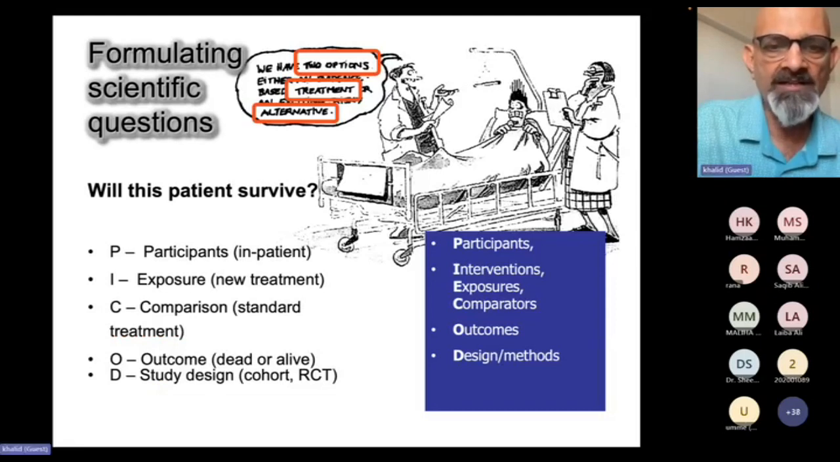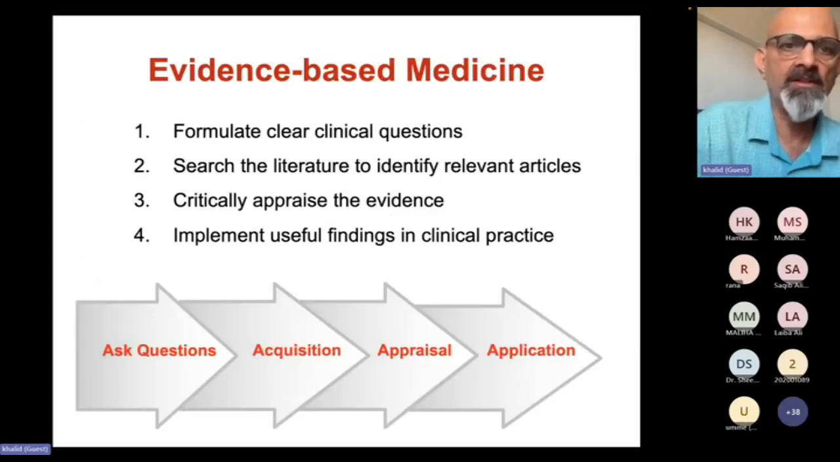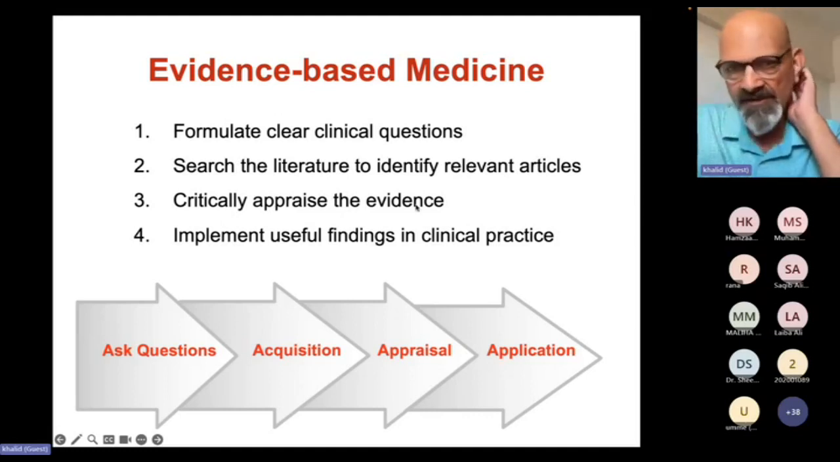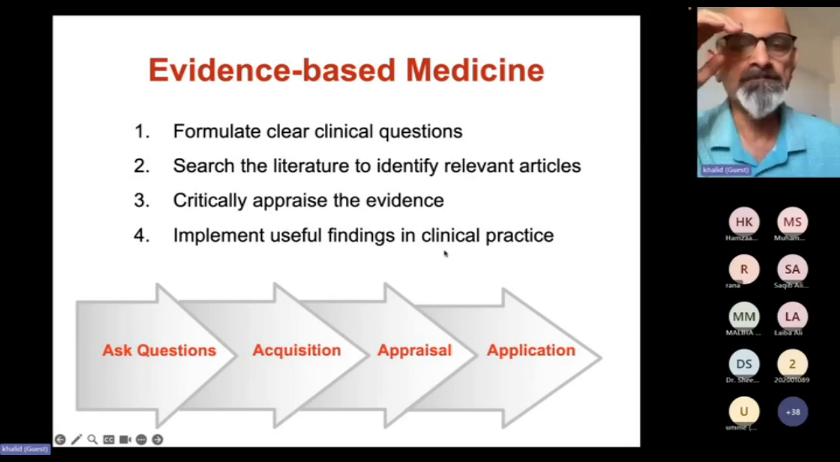Now, you may have heard that cohort study ranks higher than randomized control trial. And this is an important feature in evidence-based medicine of point number 3. So evidence-based medicine is formulation of clear clinical question on the lines I described just a moment ago, then searching the literature to find the relevant studies, to appraise the study, the first feature of which is the design of the study. And then you got to think about implement useful findings in clinical practice.